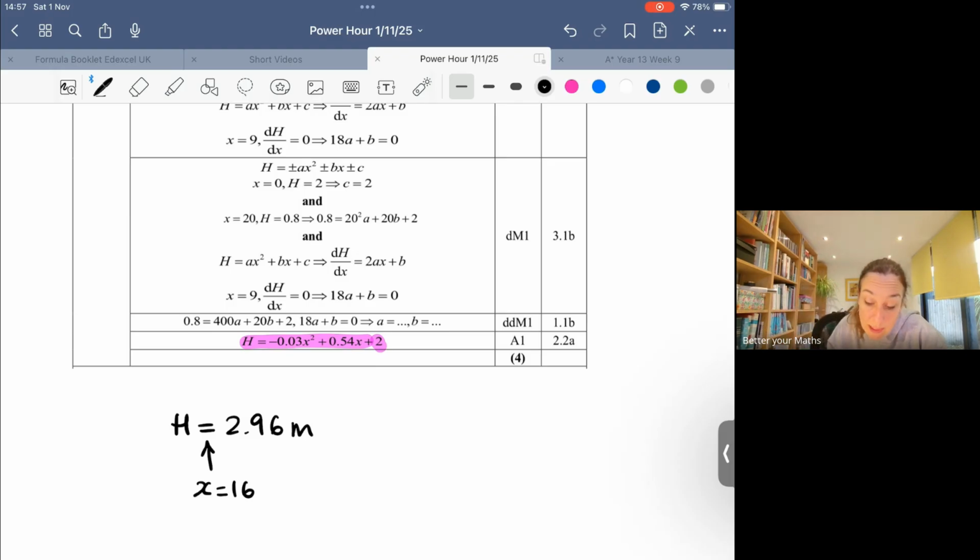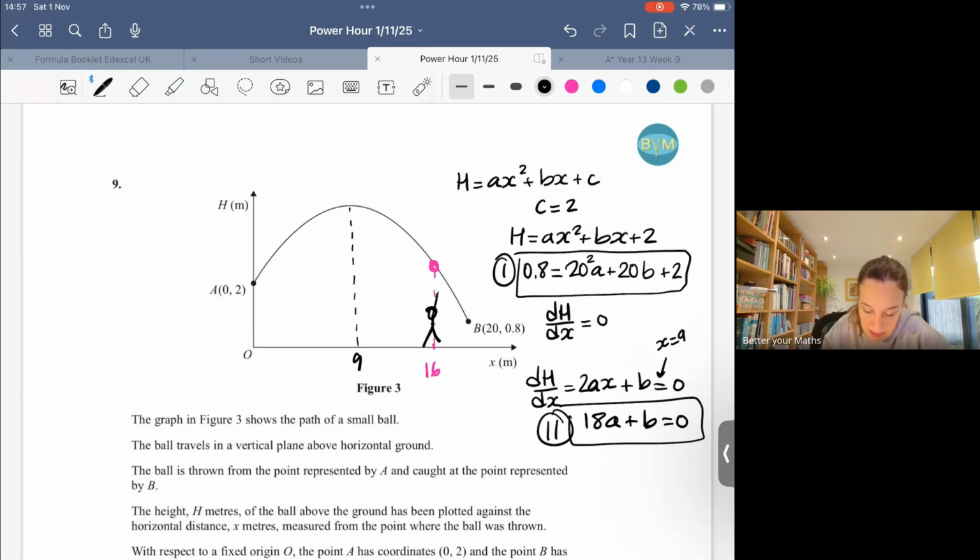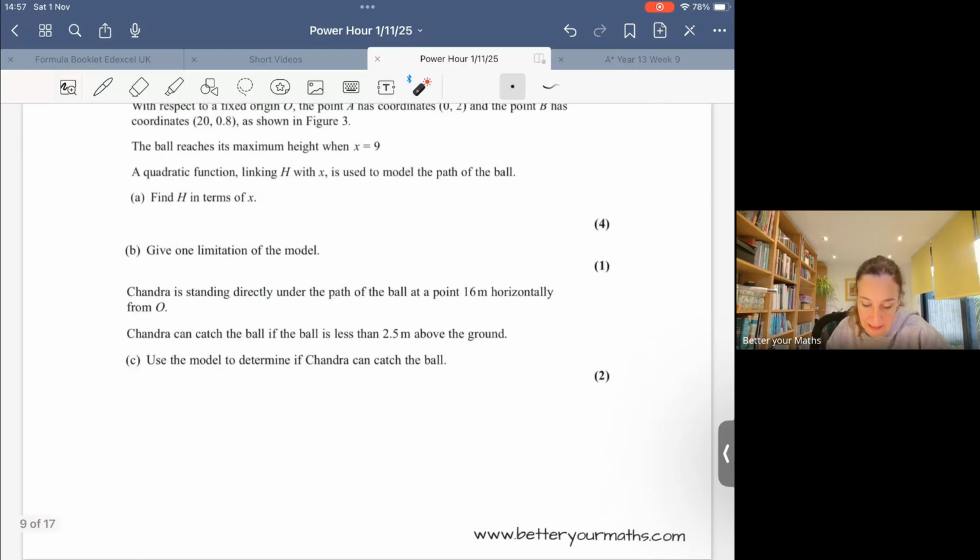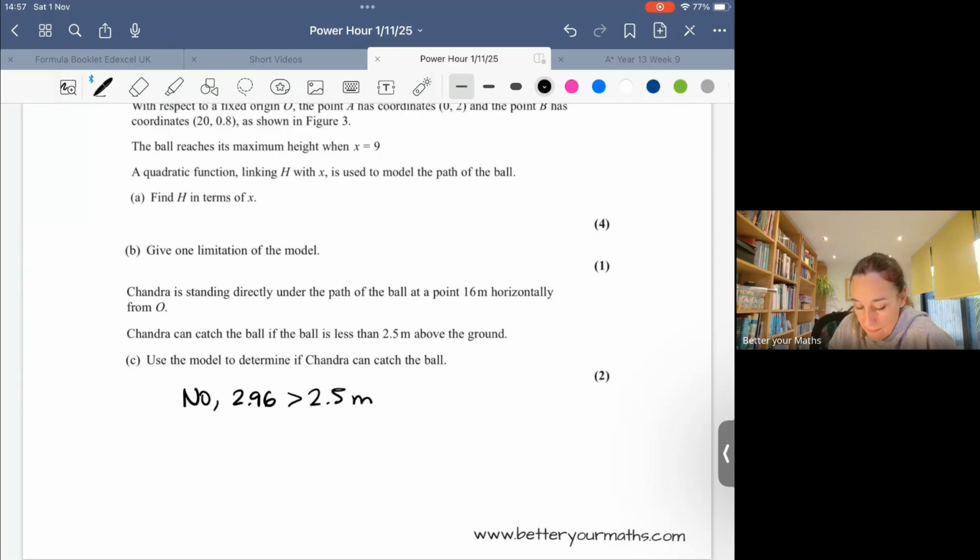So what do you have to answer? Always answer what they're asking. So what are they exactly asking? Use the model to determine if Chandra can catch the ball. So no, she cannot catch the ball. So 2.96 is greater than 2.5 meters, so she cannot catch the ball. Yes. Clear?